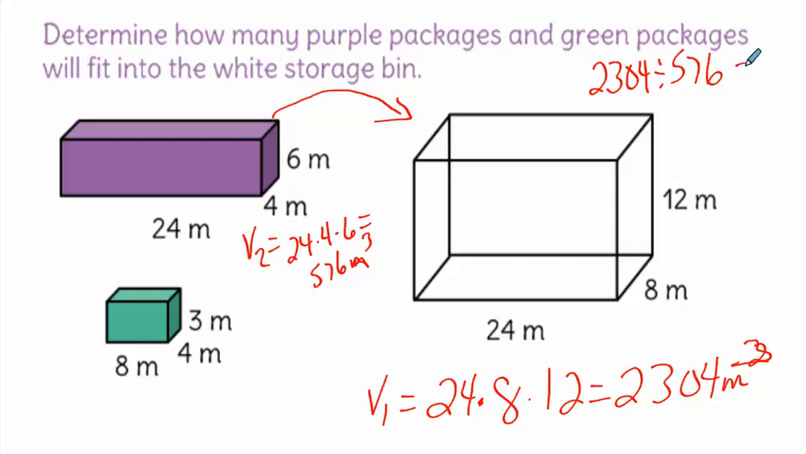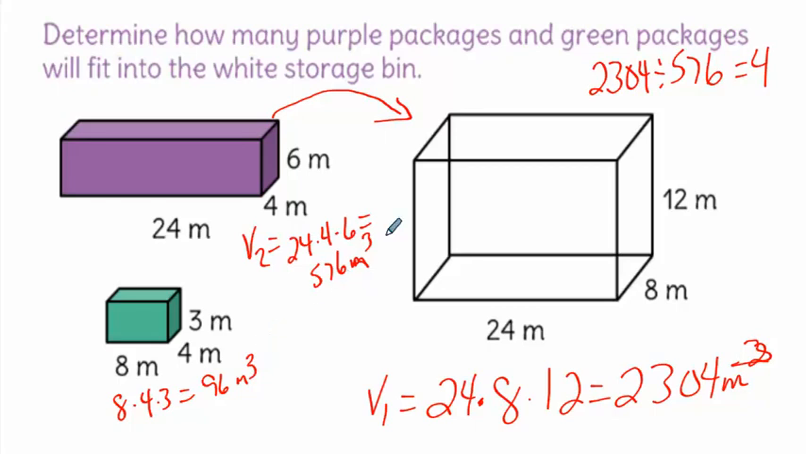And it comes out to be 4. So I could fit 4 of these purple ones inside of here, 4 of them. Okay, now let's try how many of these I would be able to put in. So the volume of this one would be 8 times 4 times 3. So 4 times 3 is 12 times 8, that would be 96 meters cubed.